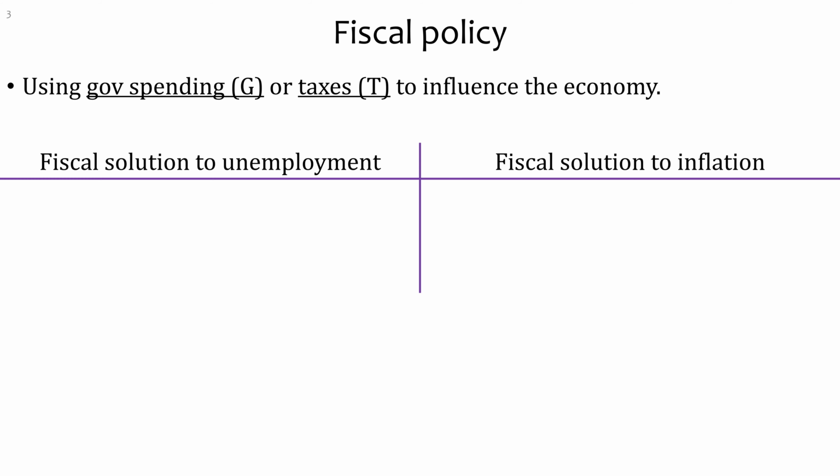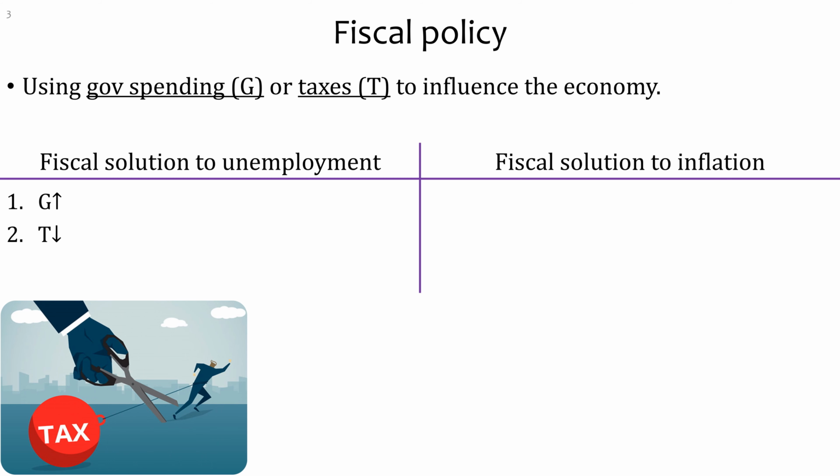So in the case of unemployment, the policy is either to increase G, if the government spends more money, right? Or to reduce taxes. That would be the way to stimulate the economy. Now, if you remember, we had something called disposable income, right? Income after taxes. So if the taxes are lower, what happens to the people's disposable income? If they're paying less in taxes, they have more disposable income, so spending is going to increase, right?